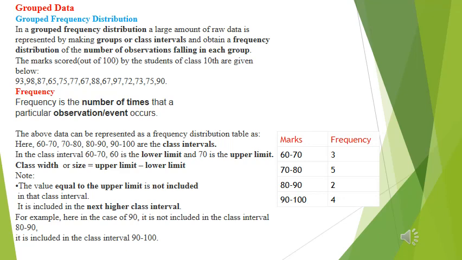In this given frequency distribution table, we make class intervals where a lower limit and an upper limit are there. These two terms, lower limit and upper limit, give us the class width or size, that is upper limit minus lower limit. The value equal to the upper limit is not included in the class interval. It is included in the next higher class interval. For example, in the case of 90, it is not included in the class interval 80 to 90.